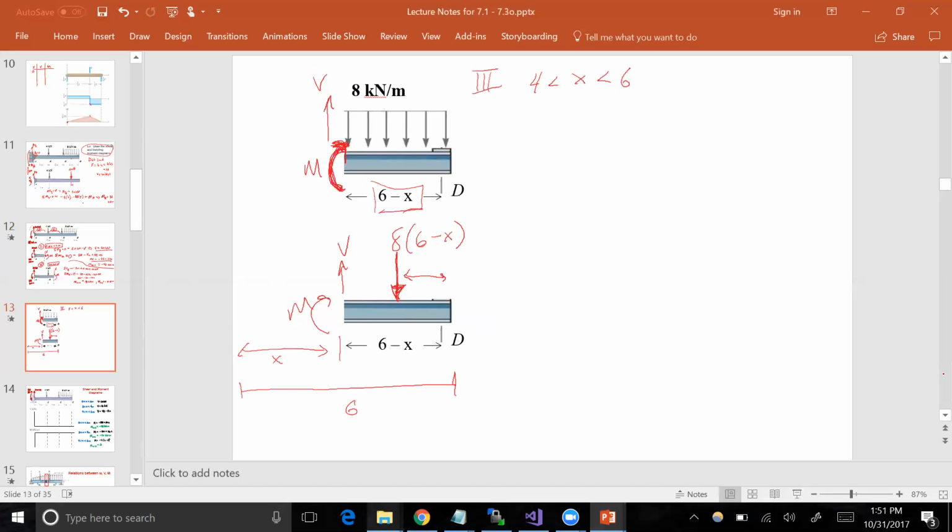What's this distance here? Matthew? Okay, sorry? Nope. What's this distance right here? 6 minus x. David, what's this distance right here? Jose, what's this distance right here? You think he's right?